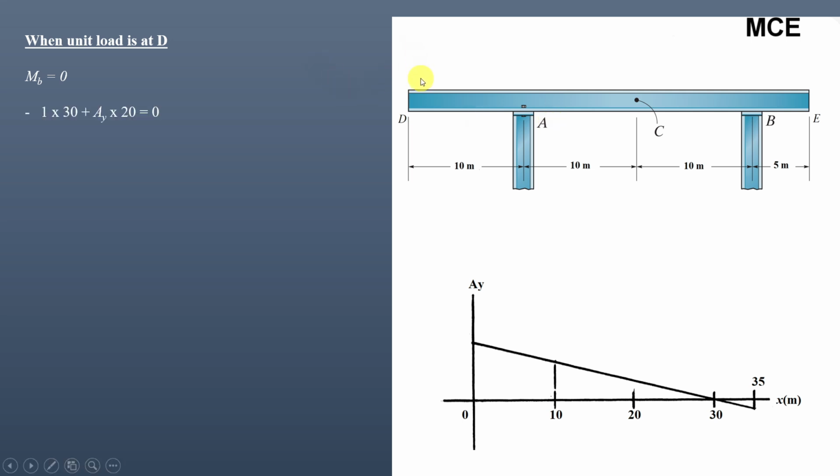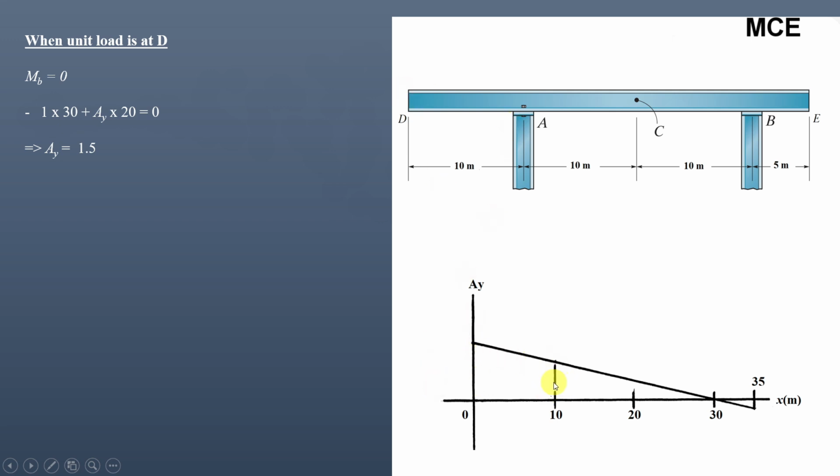When the unit load is at D, the moment of the unit load about B will be 1 into the lever arm which is 30 meter, and this moment will be anti-clockwise. We will assume that anti-clockwise moments are negative and clockwise moments are positive, so it will be minus 1 into 30. And the moment of the vertical reaction at A, assuming it acts in the upward direction, about B will be AY into 20 meter, and this will be a clockwise moment. From this we will get the value of vertical reaction at A equal to 1.5. It means the ordinate of the influence line when the unit load is at D is 1.5.